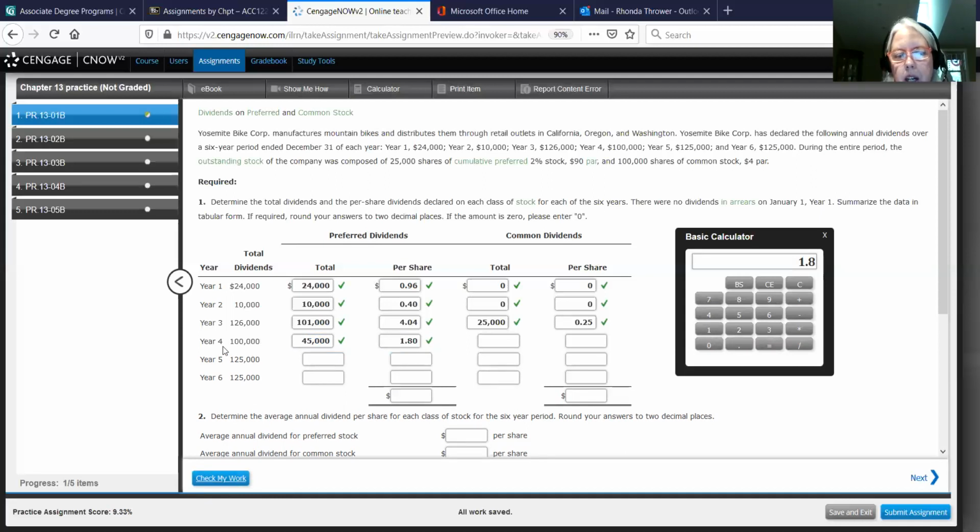Again, our company declared $100,000. $100,000 was declared in dividends. We paid $45,000 to our preferred stockholders. So we're going to back out $45,000 that we've already paid to preferred stockholders. Our common stockholders get the remaining amount.